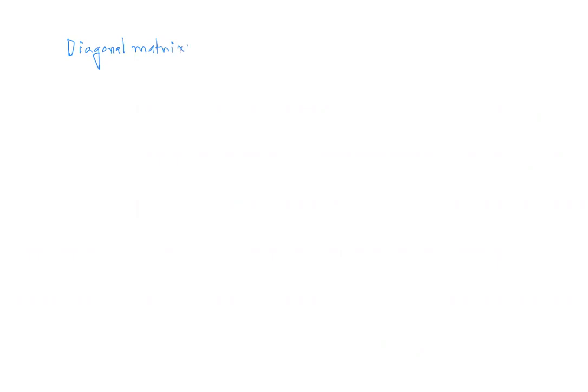A diagonal matrix. What is a diagonal matrix? A diagonal matrix is a matrix that has non-zero elements only along the diagonal. So let's say, for simplicity, a 2 by 2 matrix: 1, 0, 0, 2. This is a diagonal matrix because it has non-zero elements only along the diagonal.